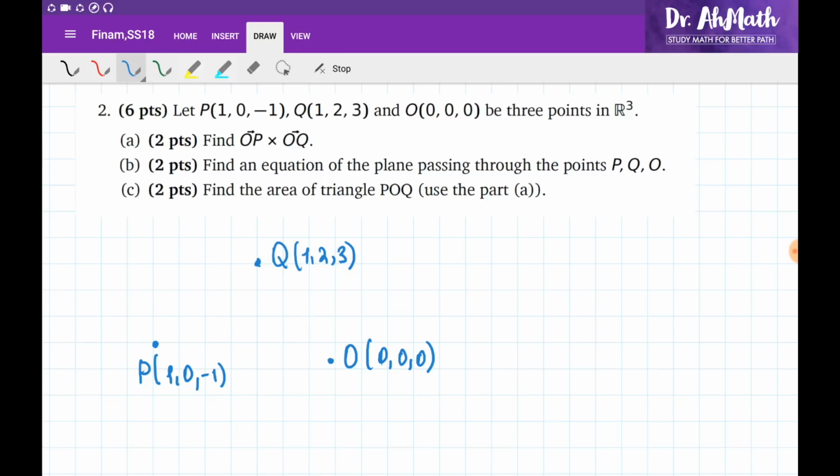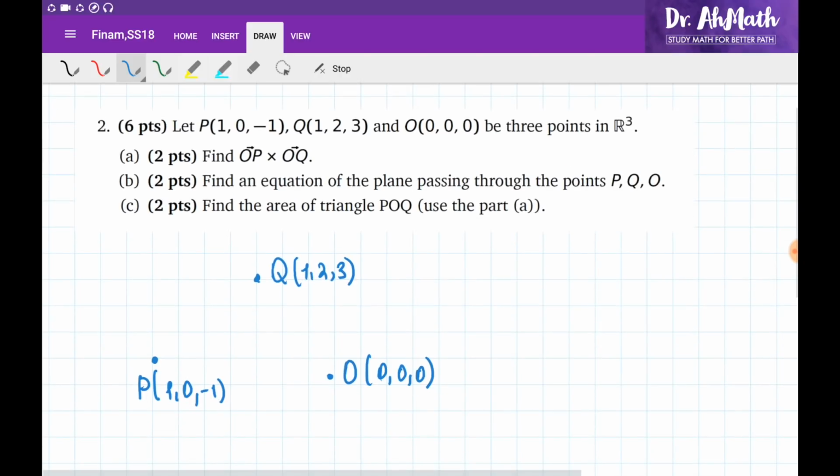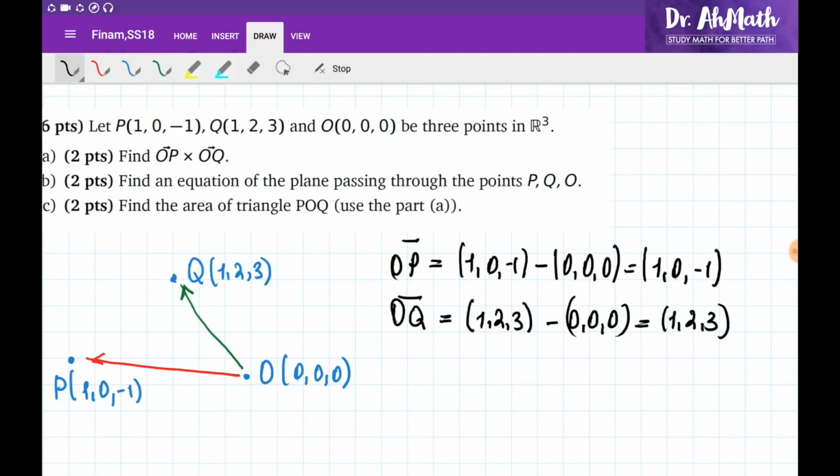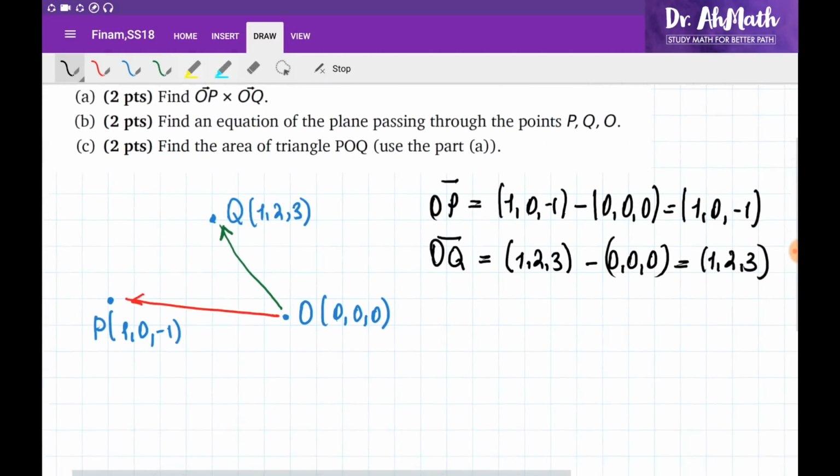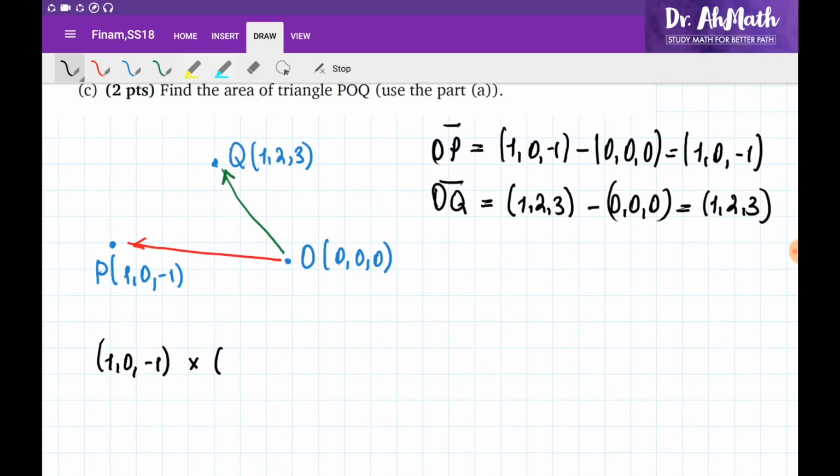And actually we need to figure out the cross product, and then we need to figure out a plane which is lying on this, which is going through the 3 points. And at the end we need to figure out the area of this triangle. So let's create first of all the two vectors OP and OQ, the position vectors. Now we need to multiply these two vectors as a cross product. So let's multiply 1, 0, and -1 by another vector 1, 2, 3 as a cross product.